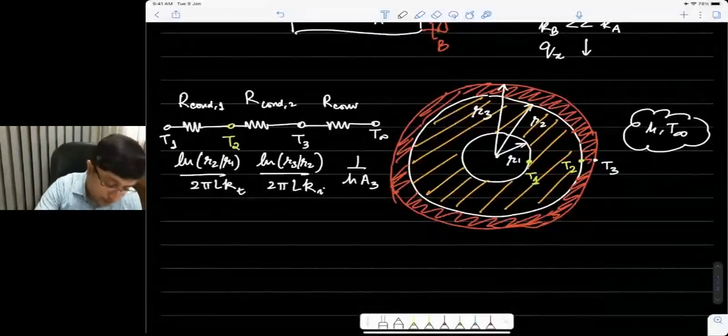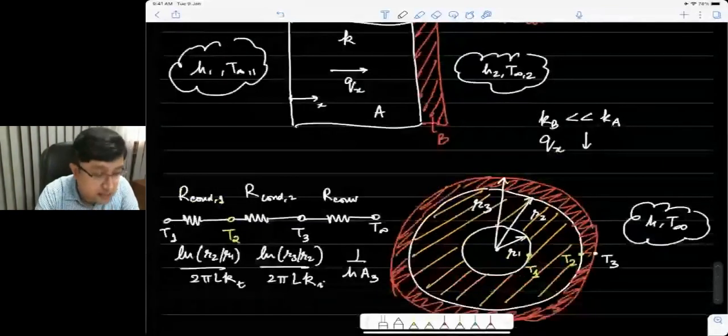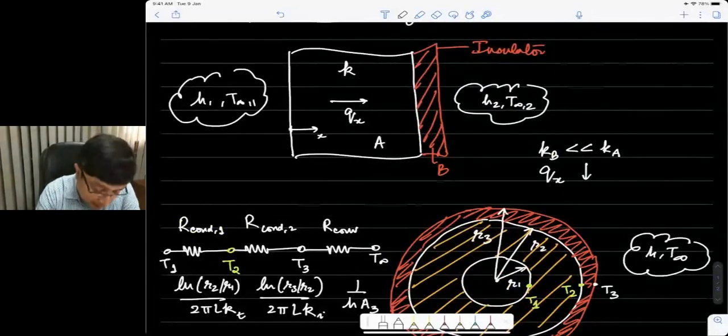Now, the point that I'm trying to reach is that, as I was saying, in the case of a plain slab, you get an increase in resistance when you add an insulation, and that happens primarily because the area of the insulation is the same as the area of the slab.